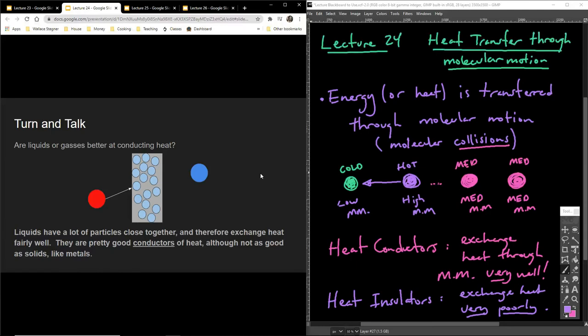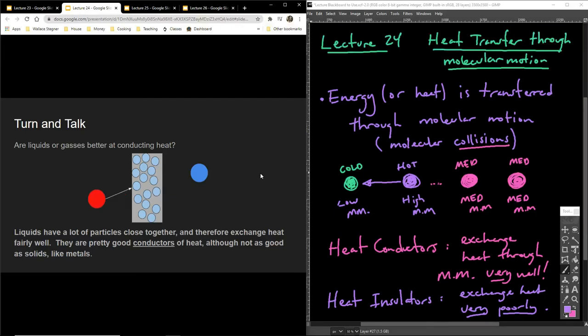They have a lot of particles close together, so they exchange heat really, really well. Okay? So just think about it. If you've got one molecule that gets excited, it can easily pass that energy to another molecule and then another molecule, then another molecule. It's like a chain reaction, right? In a gas, gas molecules are very spread apart, okay? So it's very difficult for gas molecules to transfer heat energy because they're spread out so far and they have to collide with each other, which is much, much more rare compared to molecules or atoms inside of a liquid.